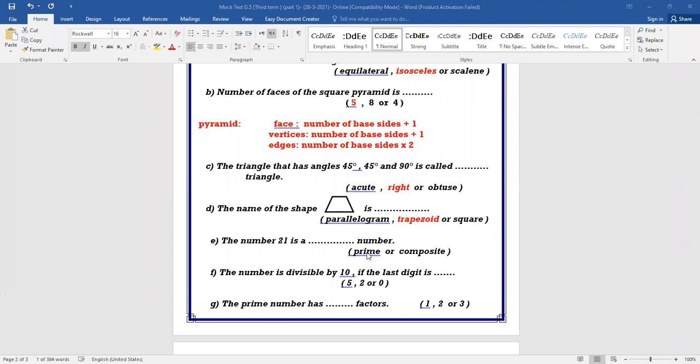The number 21 is prime or composite number? Prime. We said the prime number is not divisible by any number except itself and 1. 21 is divisible by 3 and also divisible by 7. For that, it will be a composite number.